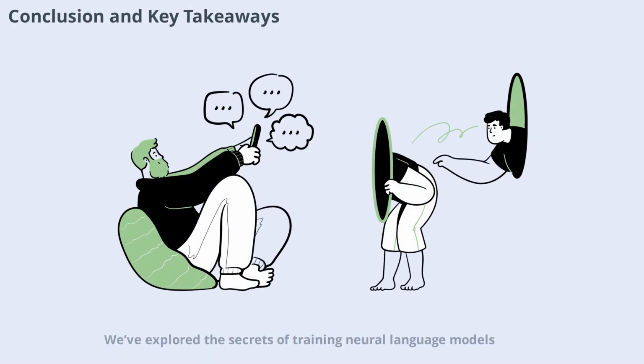We've explored the secrets of training neural language models, from data preparation and architecture to deployment and future trends. These models are transforming the way we interact with technology, making machines more capable of understanding and generating human language. As research continues, we can expect even greater advances in natural language processing.